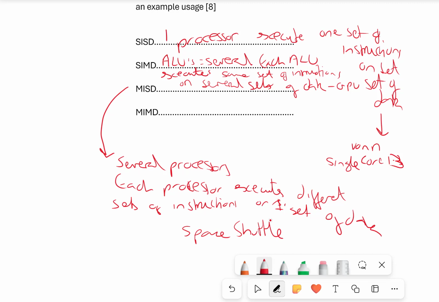Then you've got MIMD, which is again several processors. But each processor executes different instructions on different sets of data.